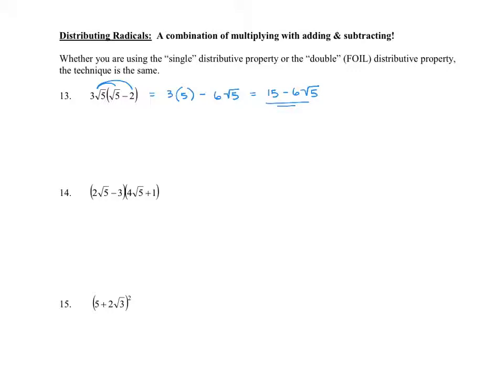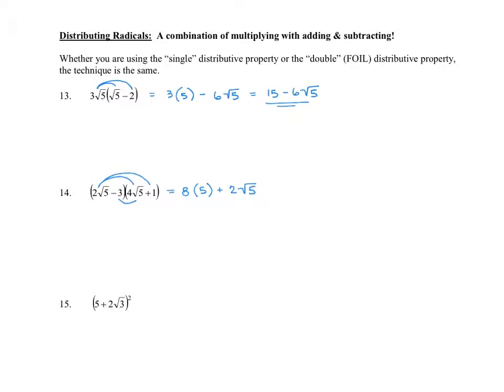In example number 14, we need to double distribute, or FOIL if you will, just like we did with variables. So we start with the first terms, so 2 rad 5 times 4 rad 5. Outside is 2 times 4, which is 8. Inside is rad 5 times rad 5, so just 5. The outer terms are 2 rad 5 times 1, so I get plus 2 rad 5.